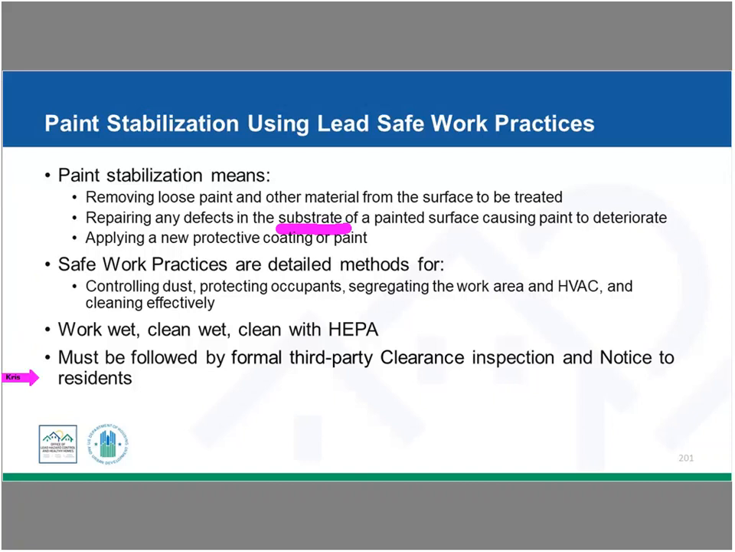And then after the paint stabilization is done, they need to make sure the unit passes clearance, to be done by hiring a risk assessor or a paint inspector or a dust sampling technician to conduct clearance. But you'll see here it needs to be a third party, so it cannot be the same contractor who did the work who's also doing clearance. So we need to make sure it's a third party, a certified person doing the clearance, and they will provide then a notice of lead hazard reduction activities after the clearance is achieved.